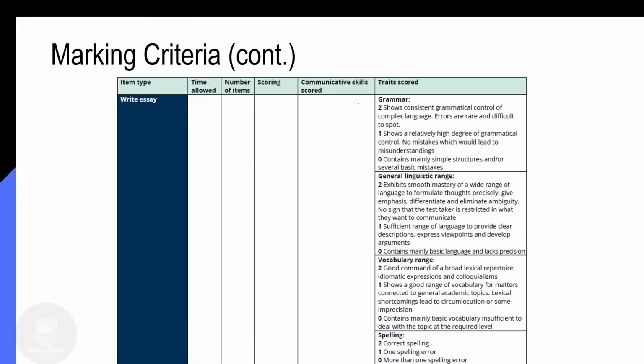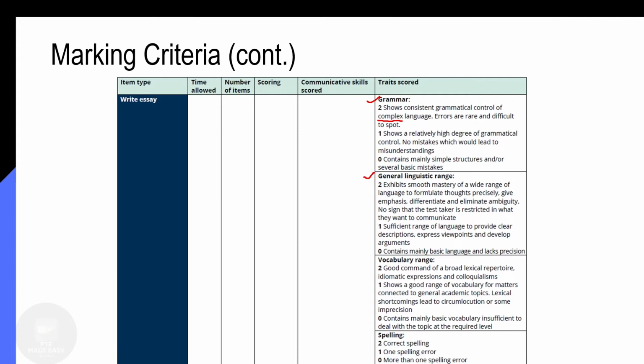Then you have grammar. Of course, an important fact is you need to have grammatical knowledge to write a proper essay. See, it says it shows consistent grammatical control of complex language. So basically the system is expecting you will use certain sorts of complex language and you will have proper grammatical structure for that. General linguistic range. You need to have proper linguistic range, that you use proper words in the proper places.